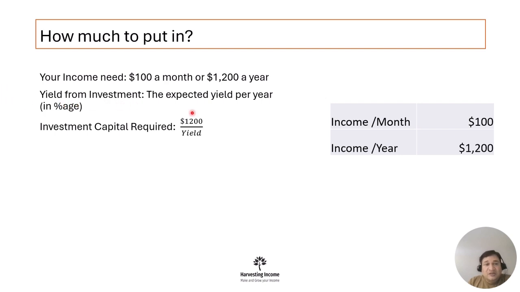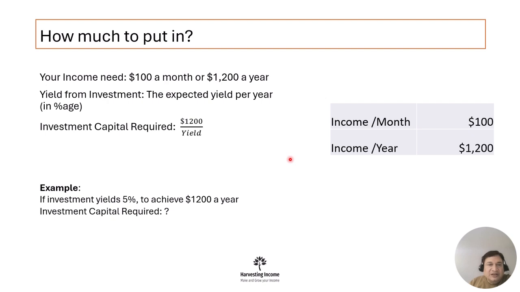Yield from investment is the expected percentage that the investment yields per year. So when we talk about yields, we are talking about dividends or distributions, not capital appreciation. Let me make that clear. And the investment or capital required would be your income of 1200 divided by the yield, whether it's 5% or 10%, and that would tell you how much capital you need upfront. Let me give you a small example.